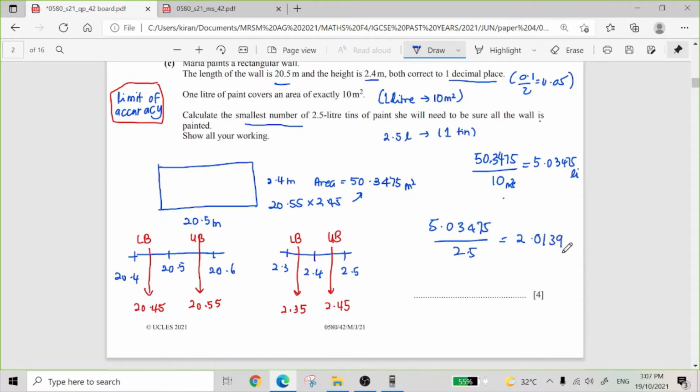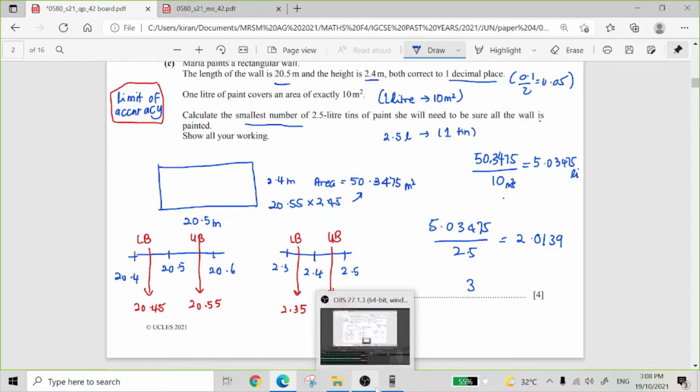Okay, this is the number of tins, which means here we cannot use 2 tins, because we still need 0.139. So the smallest number is 3, so we choose 3. Okay, if we take 2 tins it is not enough. It means you have to buy 3 tins. Okay, that one is for question number 1.